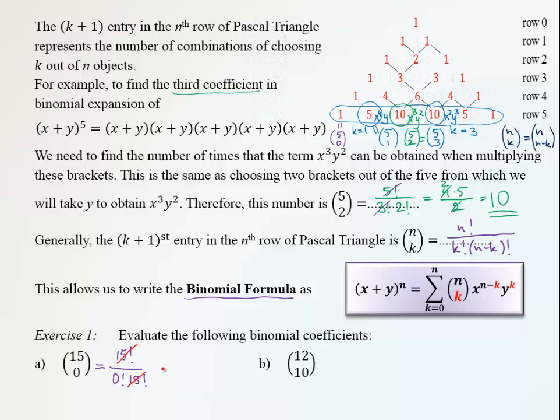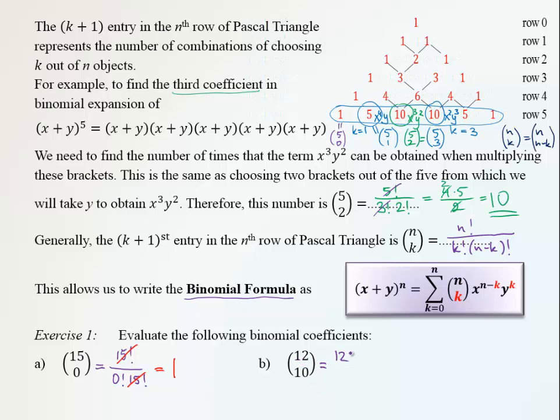Obviously, these two cancel and we end up with 1 over 0 factorial, which is still 1. It's not 0, it's not undefined, it is 1. So that's confirmed. Now let's see what 12 choose 10 is without using a calculator.